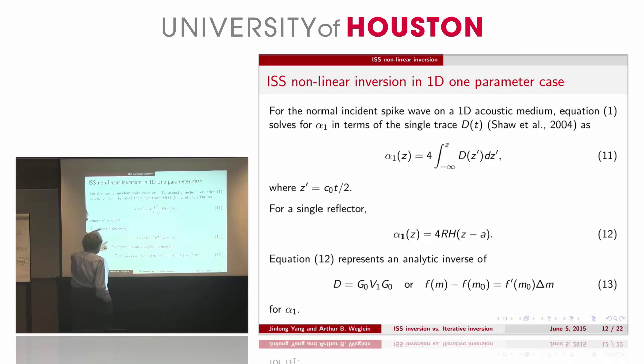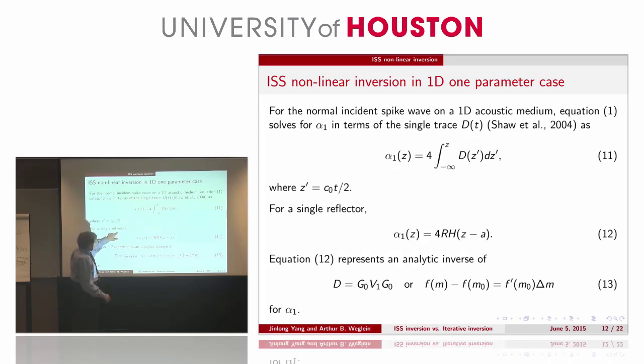So Simon Shaw, in the problem of a one-dimensional acoustic medium, if you give a trace, d of t, yes, you do an integration of the trace and get alpha 1 in z. That's the analytic form for solving G0, k squared alpha 1 G0 is your data. You would analytically invert it. Yes? Clear? That's for a variable 1D medium.